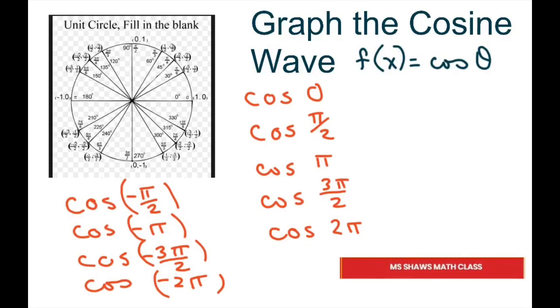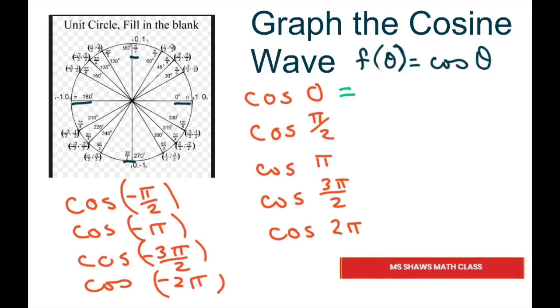Hi everyone, this is the beginner's guide to graphing the cosine wave. First of all, I'm going to change this to theta. We're looking at our quadrantals, which are our 90-degree angles here. We're just going to draw a characteristic curve and plot the points.